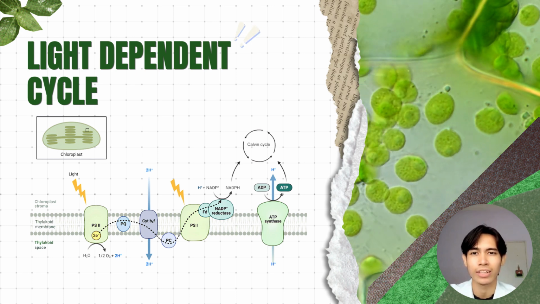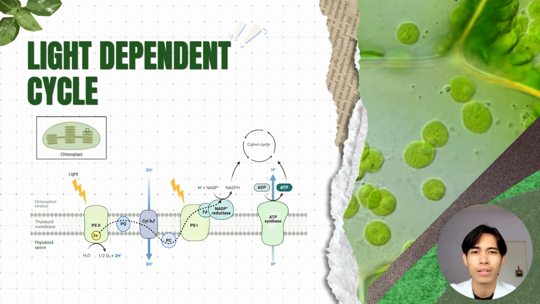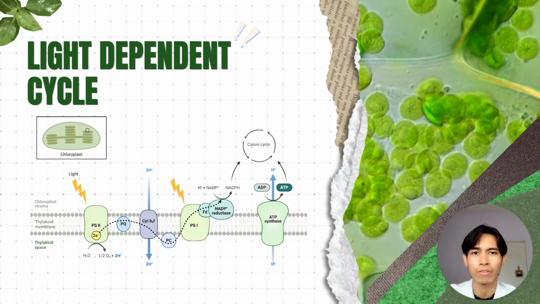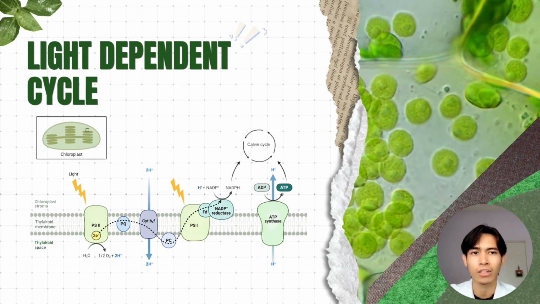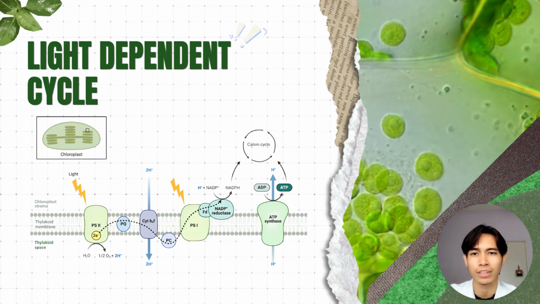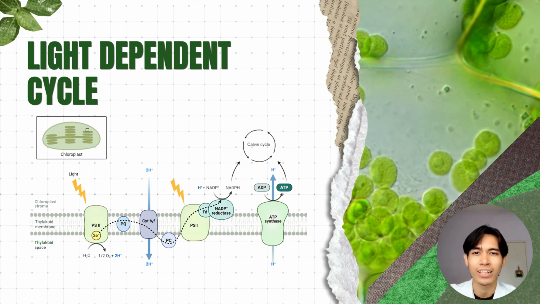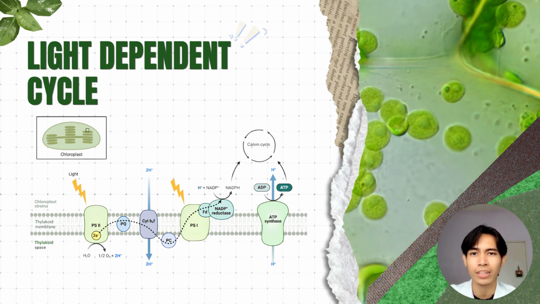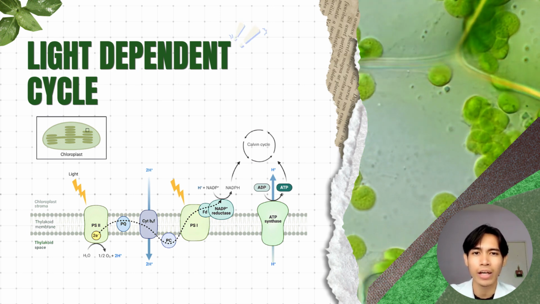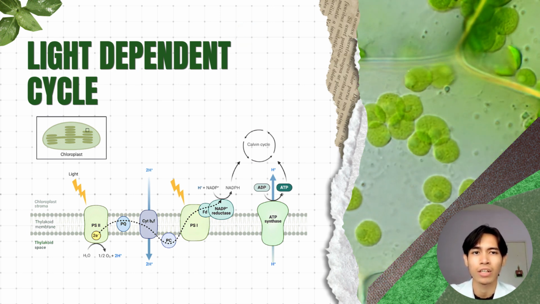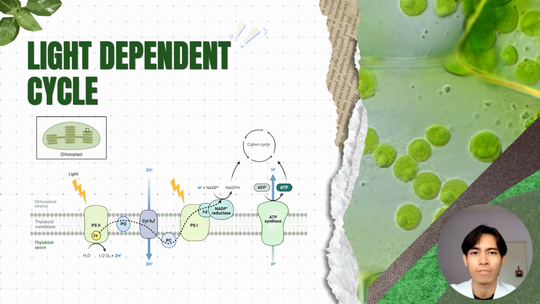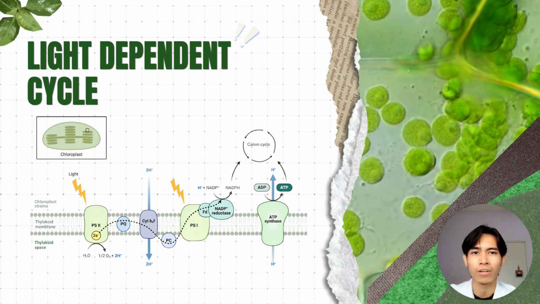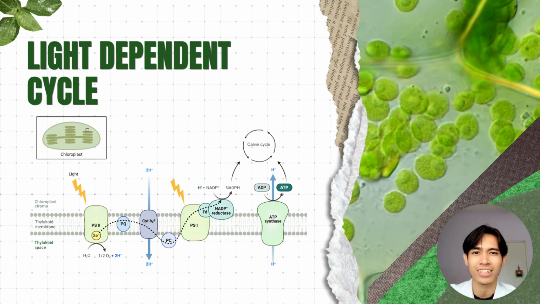The electrons then reach photosystem 1, where they absorb light energy once again before combining with NADP plus and a hydrogen ion to form NADPH. In summary, the light-dependent reaction produces ATP, NADPH, and oxygen. ATP and NADPH are transferred to the light-independent reaction, where they provide the energy required to produce glucose, while oxygen is released as a byproduct.